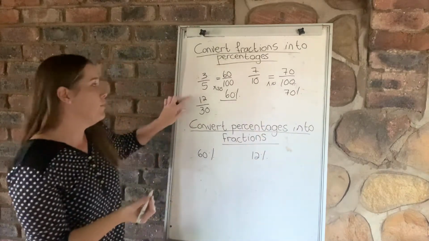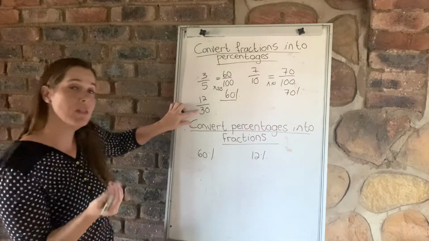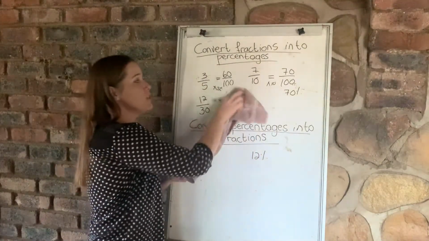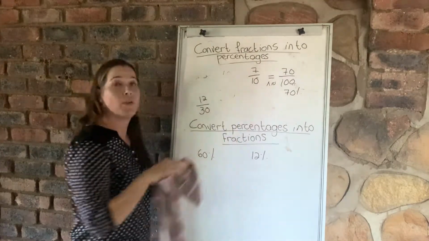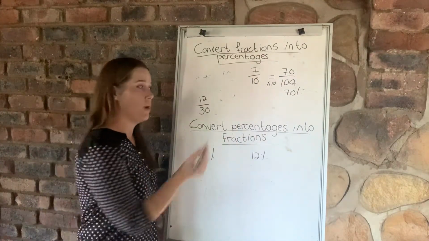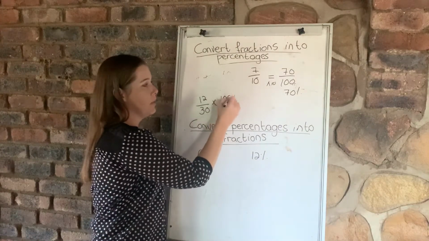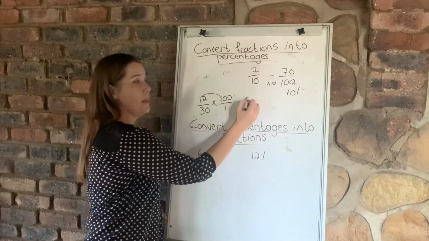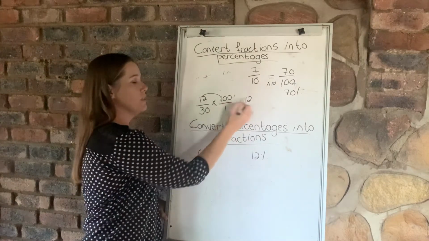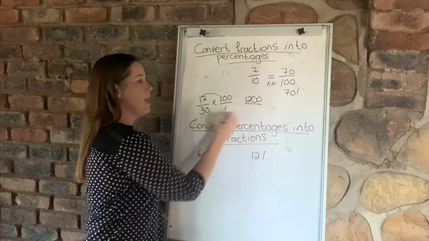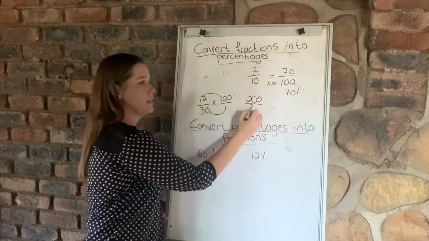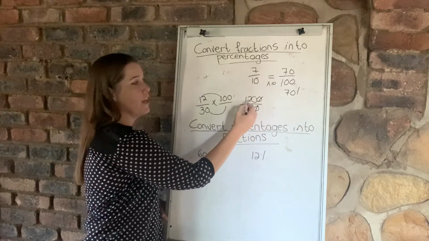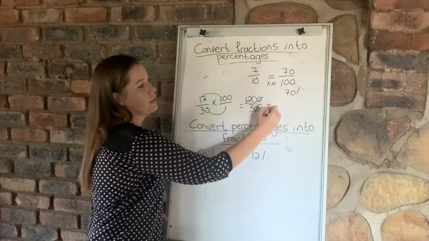But now, if you have 12 over 30, remember 30 can't easily go to 100. So then we can't just change the denominator to 100. We have to multiply by 100 over 1. So you multiply by 100 over 1. 12 times 1 is 12. You add the 2 zeros, and 30 times 1 is 30. We cross out the 2 zeros. 120 divided by 3 is 40%.